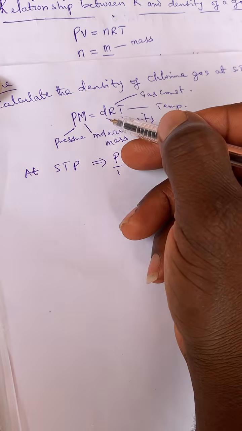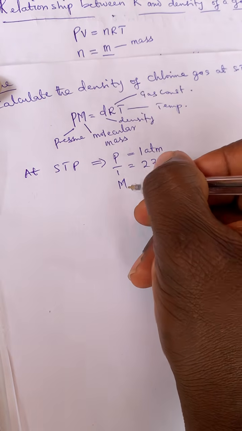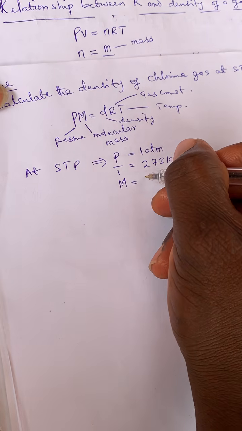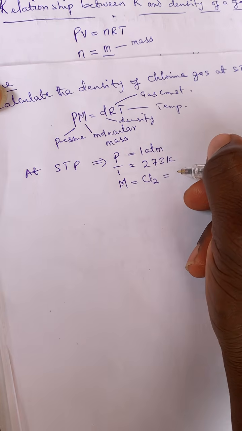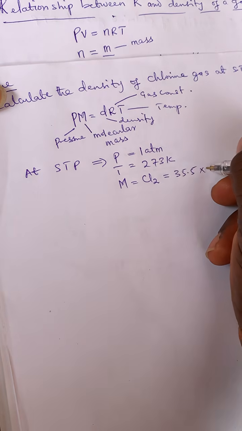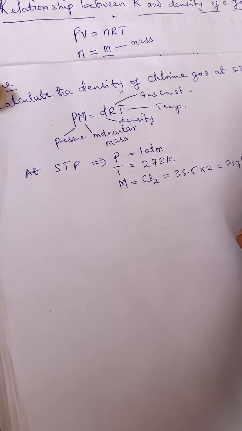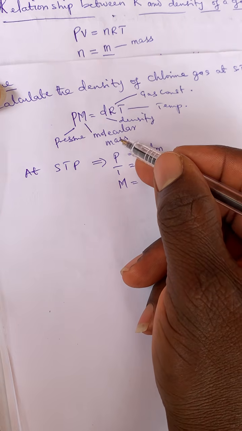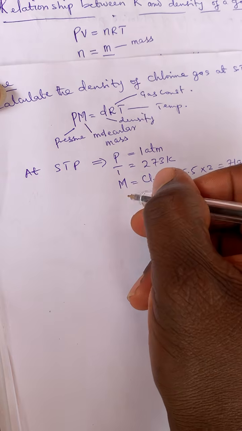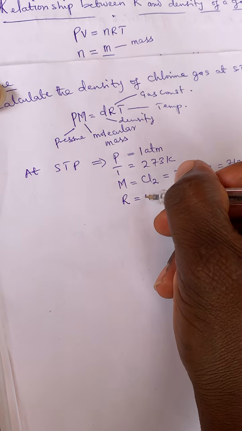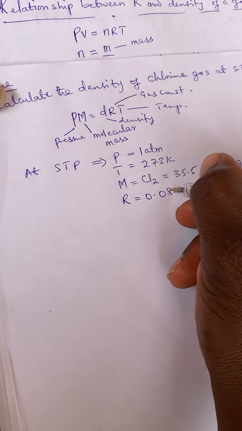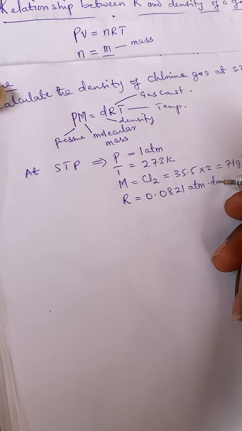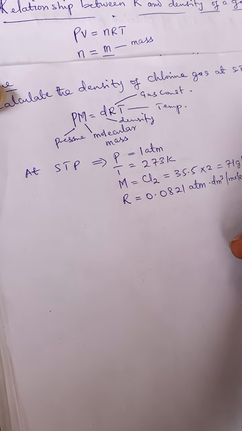And then of course, what else? The molecular mass of the gas. For chlorine, one molecule is Cl2, and one atom is 35.5, so 35.5 times 2 gives us 71. So there is 71 gram per mole. That's the molecular mass. The only thing remaining is R, the universal gas constant, which we calculated in our previous video to be 0.0821 atm dm cube per mole per K.